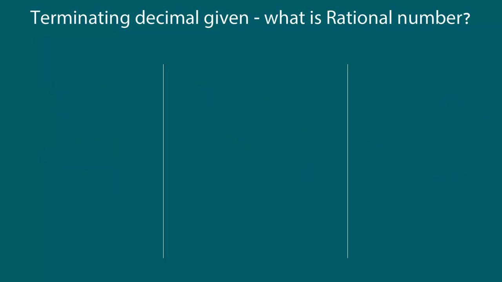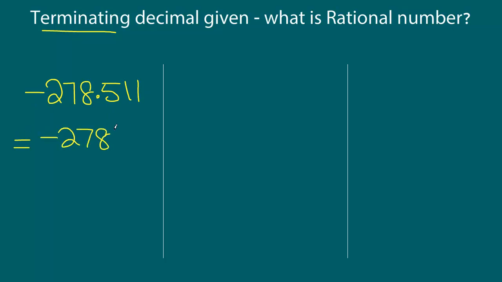Let's take a look at maybe a few more examples. Again, the focus is really on terminating decimal numbers here. So how about, let's do minus 278.511. Is this a rational number? Let's find out. Well, we can write this as minus 278511 divided by, there are 3 digits after the decimal, so 3 zeros. And again, of course, this is a rational number.